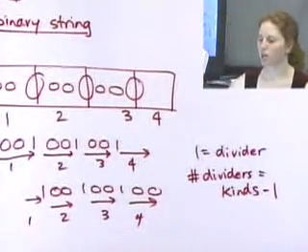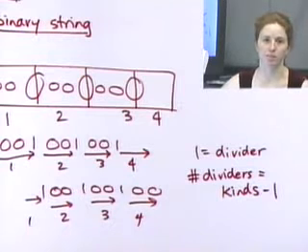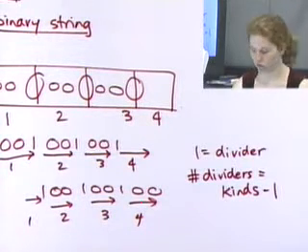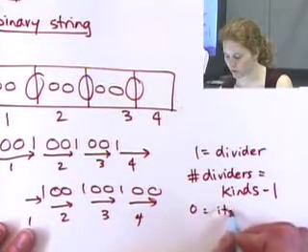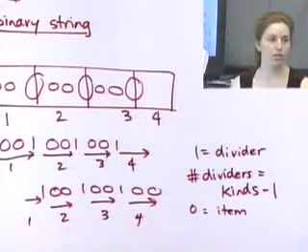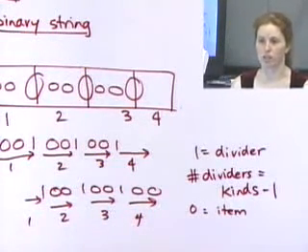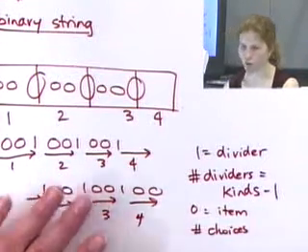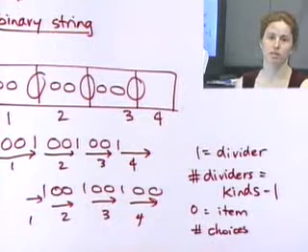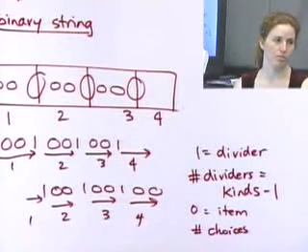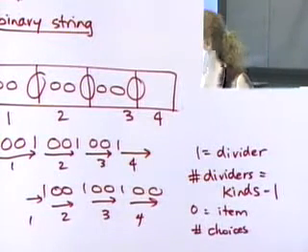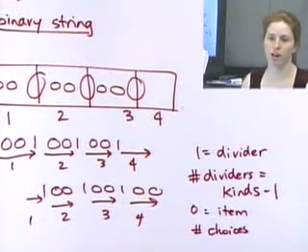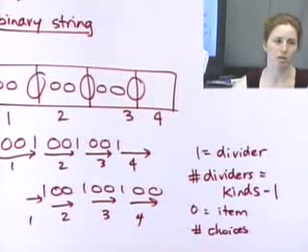So a 1 is a divider, and the number of dividers is kinds minus 1. And then zeros are my items. The number of zeros is simply the number of things that I want to get, so that's the number of choices that I want to make. If you're thinking about the other way to do problems, it's the number of items that you choose. So now we just have to count up how many binary strings there are that have exactly 6 zeros and exactly 3 ones.